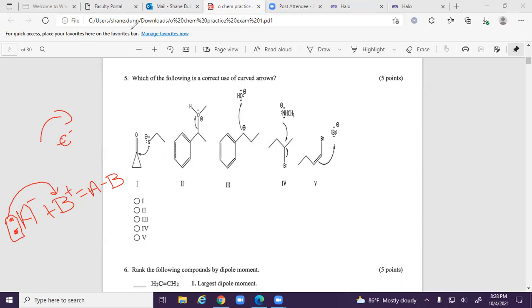So let's look at 1, 2, 3, and 4. Let's start off with three. What's wrong with three? It's going from the electrophile to the nucleophile, right? That's a no-no. If it was the other way around, that could work in theory, right? So that one is wrong because it's the opposite way around. Okay.